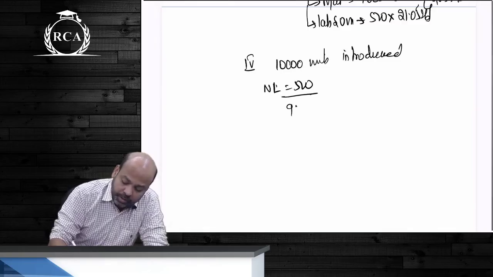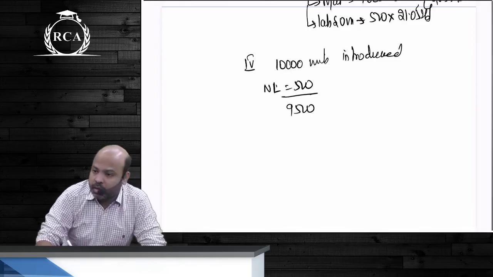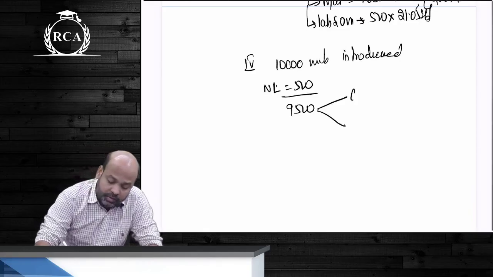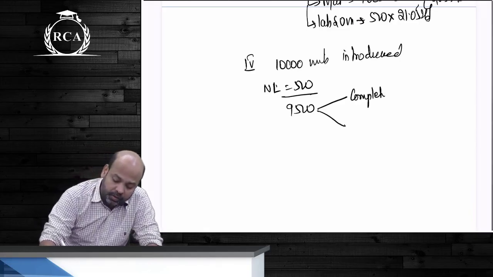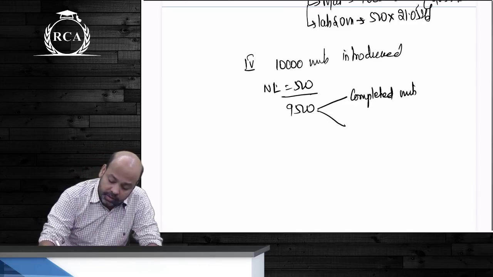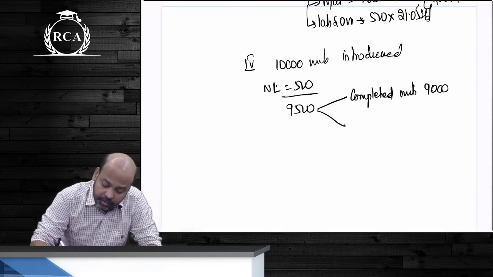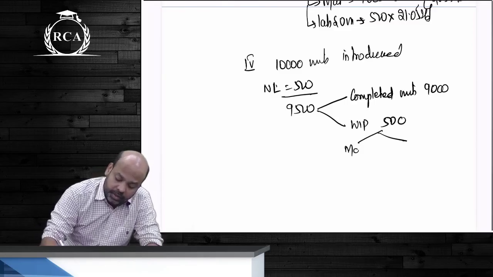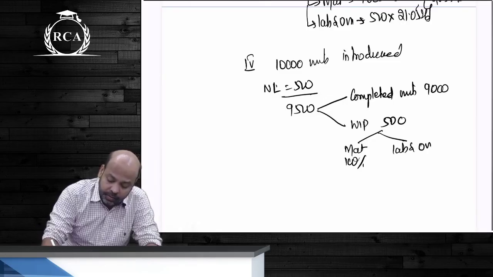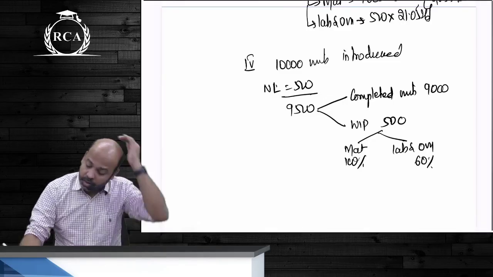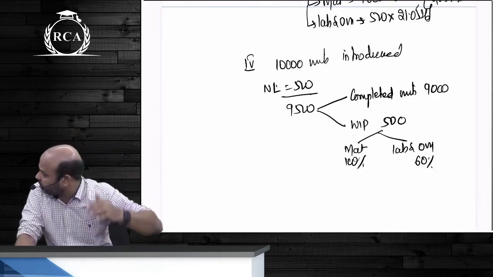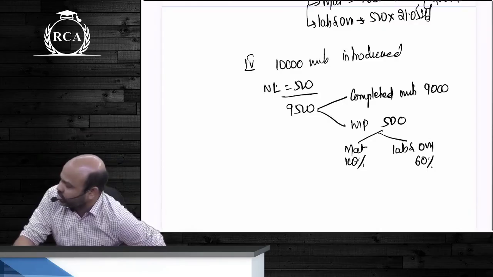So your normal output is supposed to be, as of now, no abnormal loss. Out of this 9,500 units, completed units are, let's say, 9,000. And your work in progress is 500 units. Material 100%, labor and overheads 60%. Material will be 100%, and labor and overheads would be 60%.